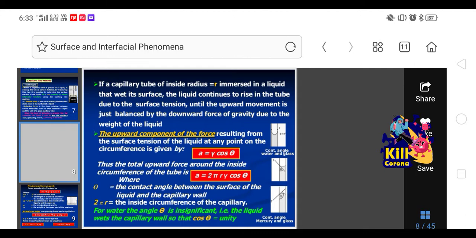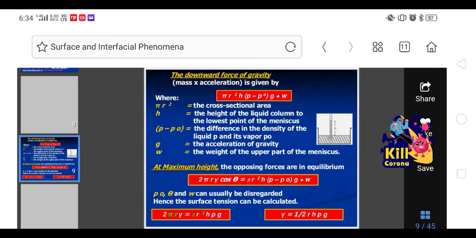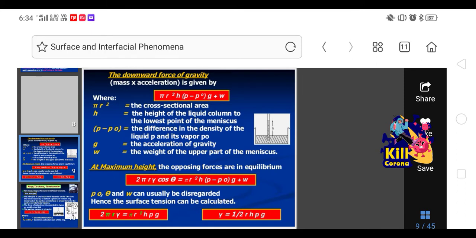So because of this, there is a downward force that is applied. The upward force results from the surface tension of the liquid at any point. It is given by gamma cos theta. The total upward force acts around the inside surface of the tube, so we multiply by its circumference, 2 pi r. So upward force is equal to 2 pi r gamma cos theta, and the downward force is because of gravity, mass times acceleration.